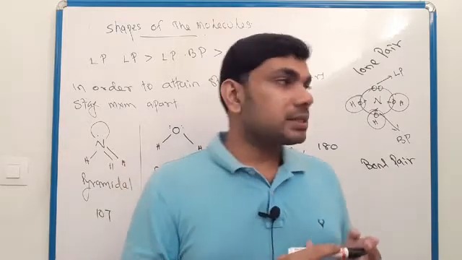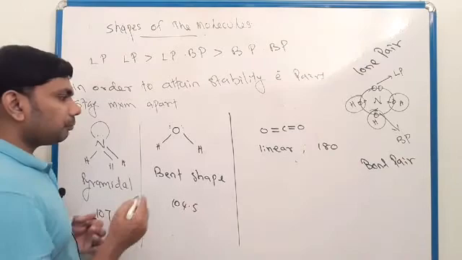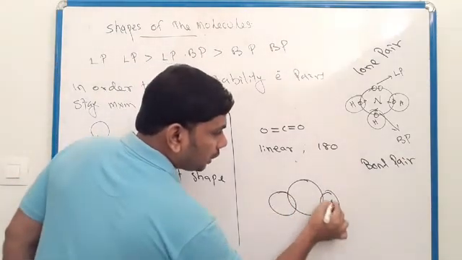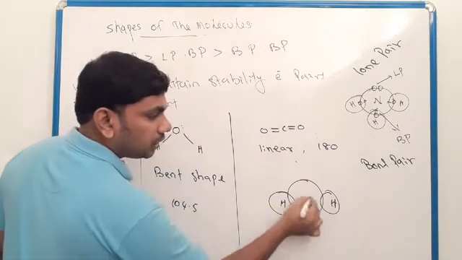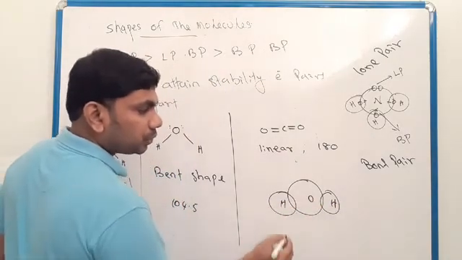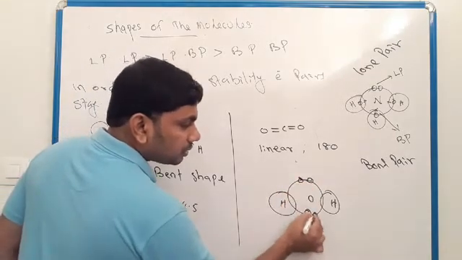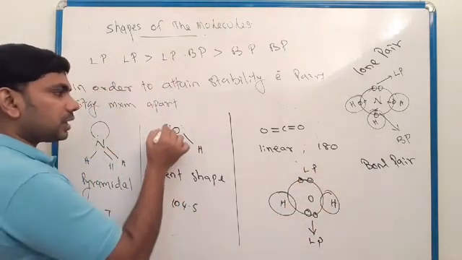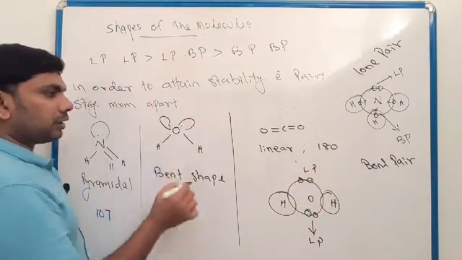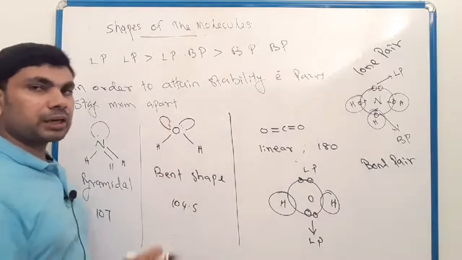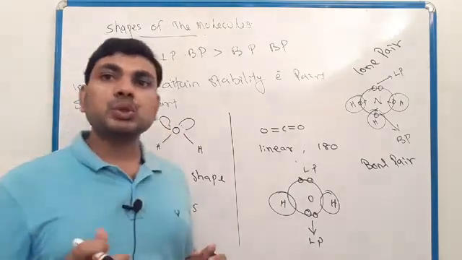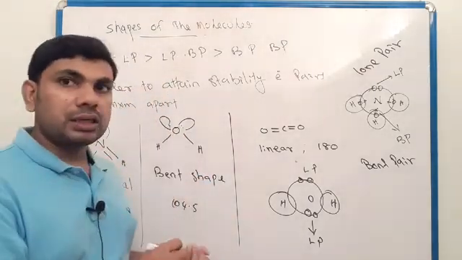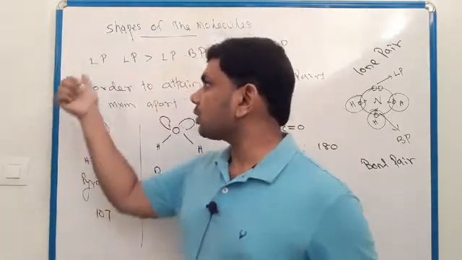See here, this is a water molecule. You know, oxygen and 2 hydrogens make covalent bonds. This is the water molecule. In a water molecule there are 2 lone pair electrons. These are the 2 lone pair electrons here. These lone pair electrons have greater repulsion compared to bond pair electrons. Clear? So this is the order of repulsion.